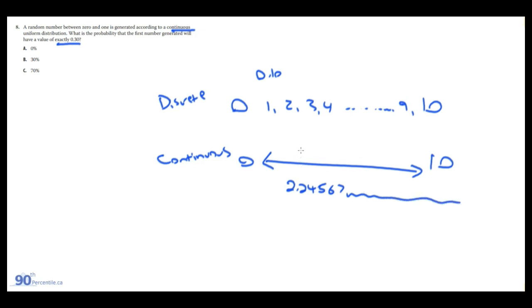And due to that, the probability of it being exactly one value, so in this case 0.3, is 0, because there's 0% chance of it being exactly this value. But when you take the cumulative probability of it being equal to 0 to 10, it's 100%. So the answer would be A.